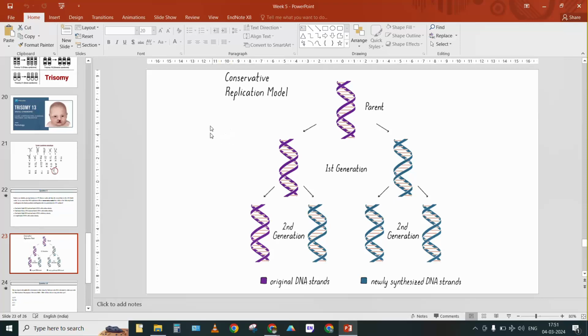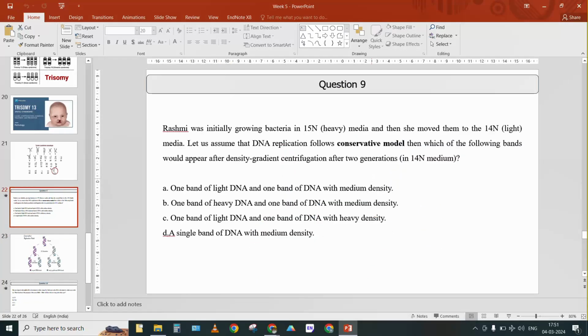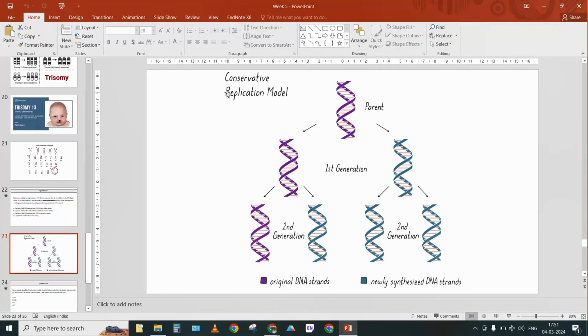So in this scenario, bacteria were initially grown in a medium containing the heavy isotope, that is 15N, and then shifted to a medium with the lighter isotope, nitrogen 14. So if DNA replication follows the conservative model, we need to consider the expected banding pattern after two generations of bacterial growth in the 14N medium. So let me put some light on what the conservative replication model is.